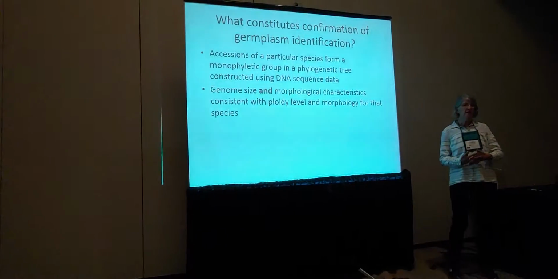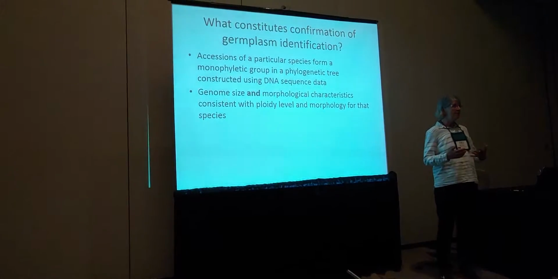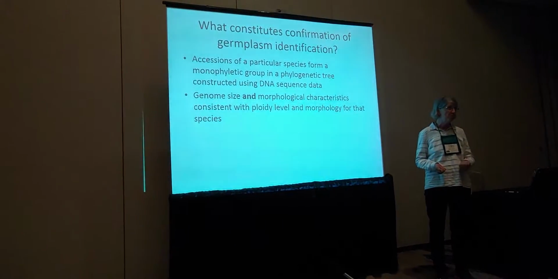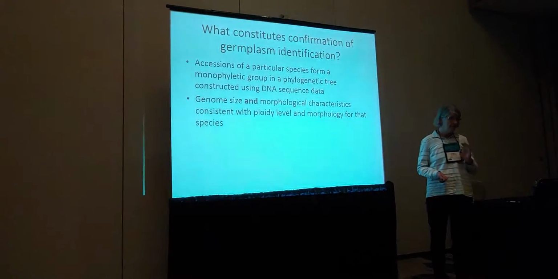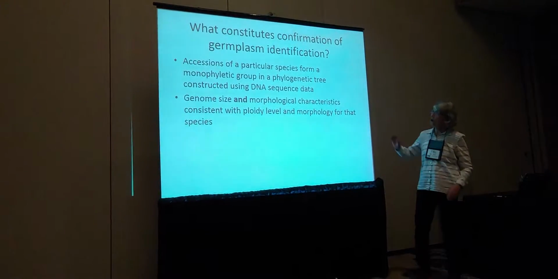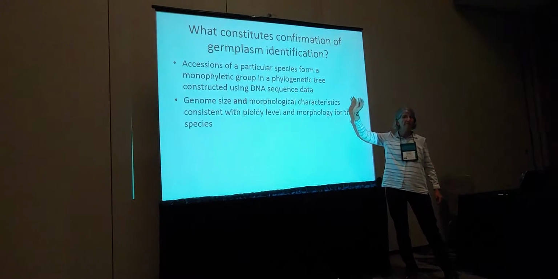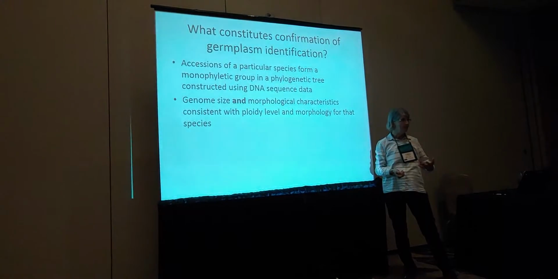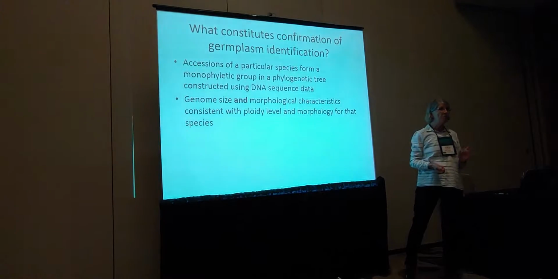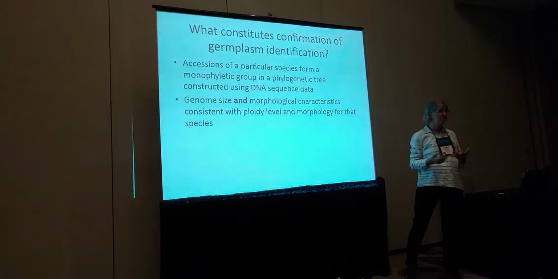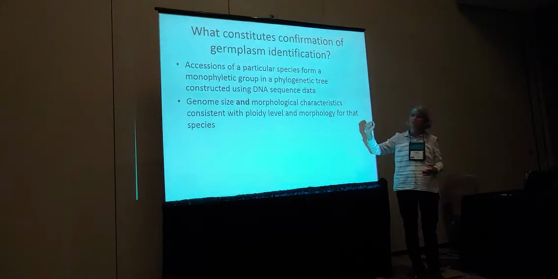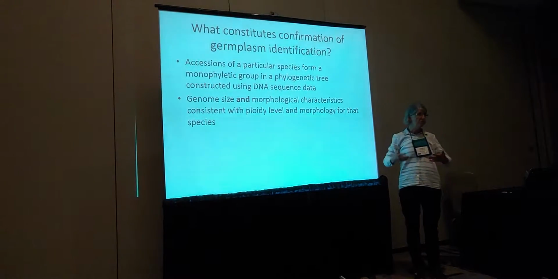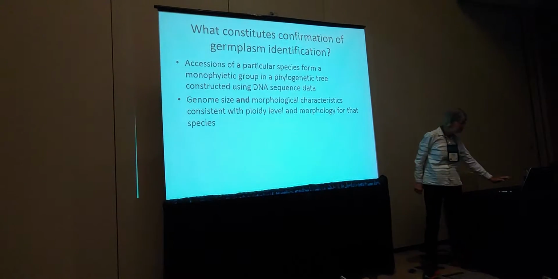Okay, so if we're thinking about these data, then we want to think about what is it about these data that is going to allow us to say, yes, we're confirming the identification. So we would expect that if we have multiple accessions from different species, that when you analyze the DNA sequence data, they will form a monophyletic group, right? That seems pretty straightforward, and that the genome size and the morphological characteristics would be consistent with what you would expect for that particular species.